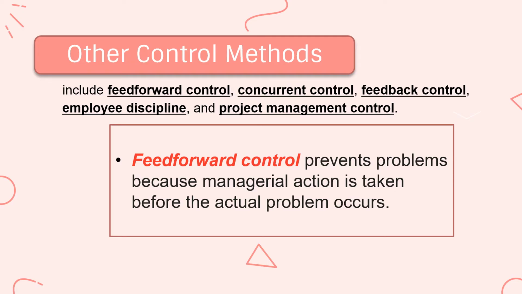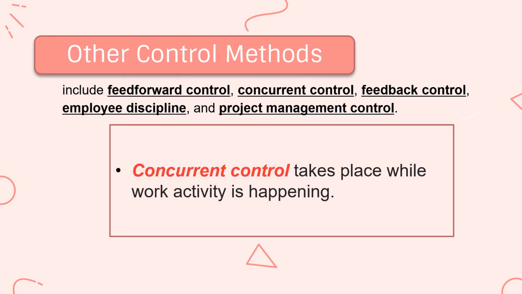So, for example, in factories, nagsi-set ka ng alarm na, for example, umabot sa ganitong temperature yung factory natin. So, para mag-alarm siya. So, para maiwasan natin yung over temperature na, for example, very vital dun sa business mo or dun sa mga products na pinoproduce mo. So, that's feed-forward control.